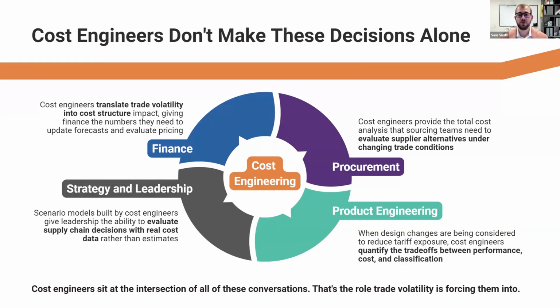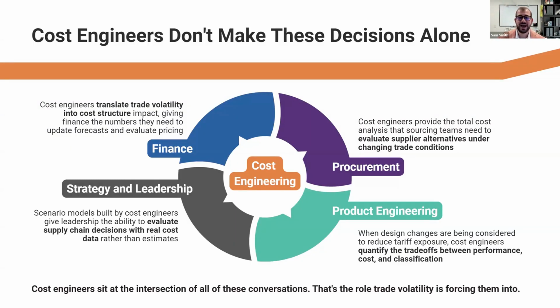That means not just building models for ourselves, we're building models that need to communicate clearly to finance, to procurement, to supply chain, to product engineering, and sometimes even senior leadership who might not have a finance or costing background at all. Each one of those audiences is asking a slightly different question. Finance might want to know what the margin impact is. Procurement wants to know which supplier alternatives are viable. Supply chain wants to know lead time and logistics implications.